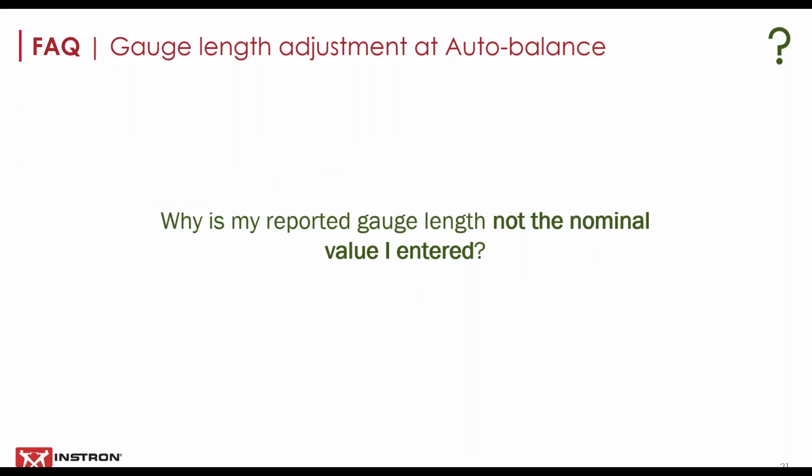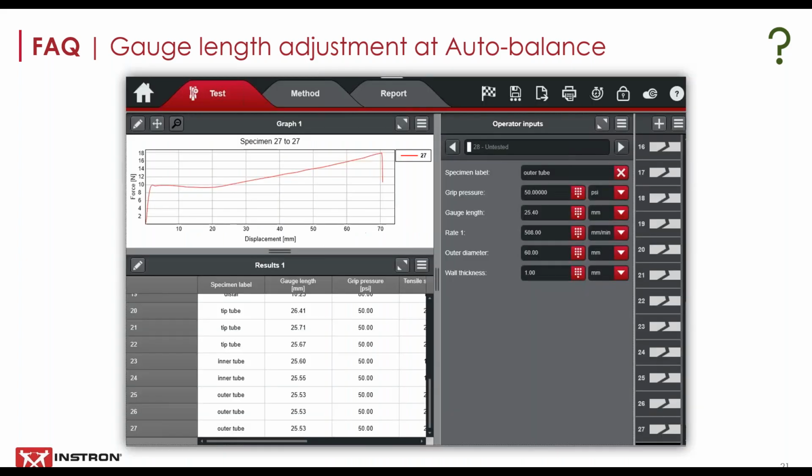The last FAQ today will be why the reported gauge length is different from the value that is entered. This case can occur when your test does not use an extensometer and the software uses the length parameter or distance between your grips as the specimen's gauge length. Here is a test space where you can see the entered gauge length was 25.4 millimeters.